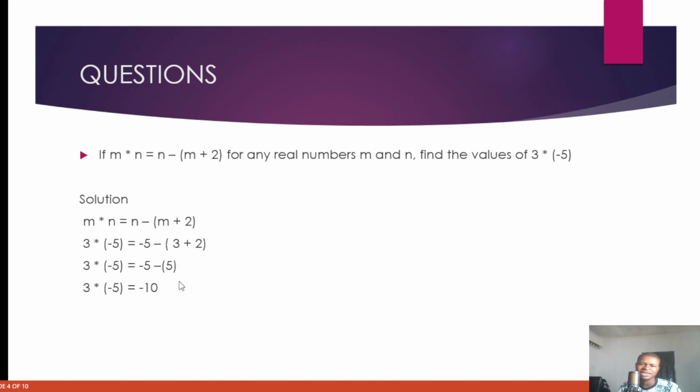Inside our bracket I have 5, and once I am able to perform this operation, at the end of the day I'm going to get -10, which makes the operation very simple.